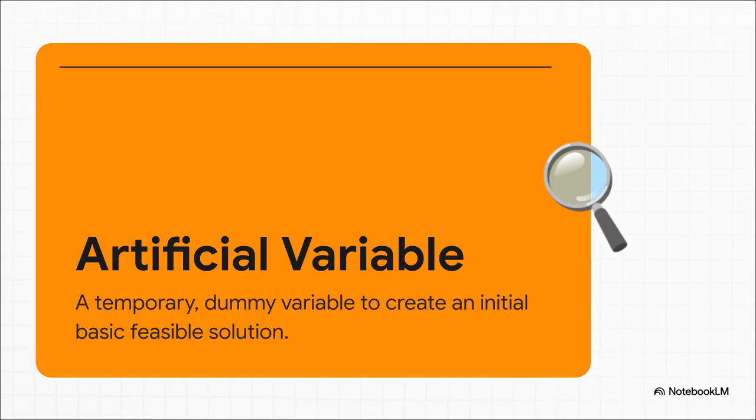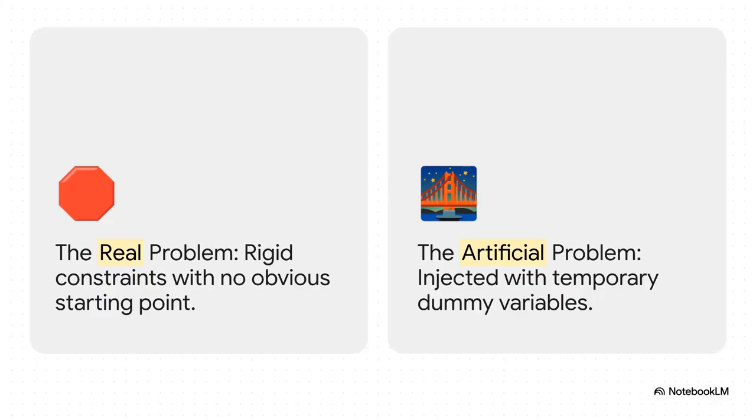It has absolutely no physical meaning in the real world. It doesn't represent actual products on a shelf or hours on a clock. But mathematically, it's a lifesaver. It allows the simplex method to boot up and actually begin its work. Let's look at these two concepts side by side. On one side, we have the real problem. This is our actual real-world model, with its rigid constraints and absolutely no obvious starting point.